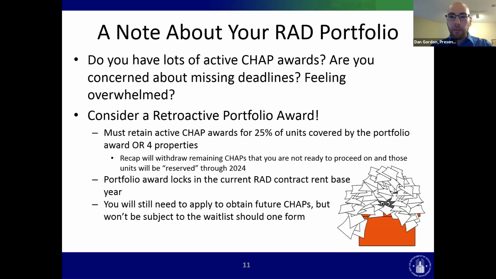You would need to keep 25% of your units or at least 4 properties active when you get one of these. But you'd still have until 2024 in order to keep those units. And then the portfolio award locks in the current RAD base rent, just in case the rents in the future are going to go down, you could still keep the current ones. And you would still need to submit a RAD application for future CHAPs, but because you're reserving your place in line, you wouldn't need to be on the wait list if one were to form.